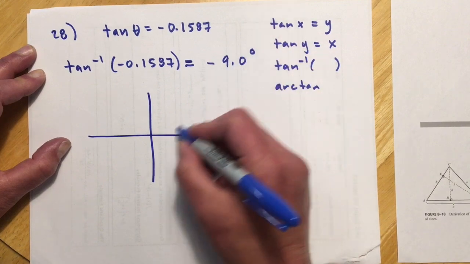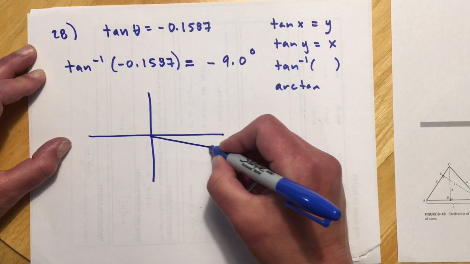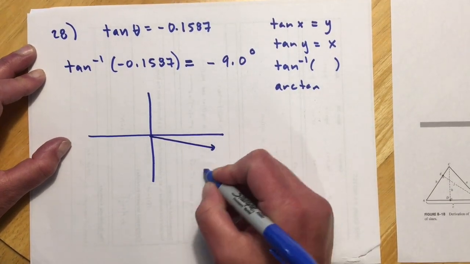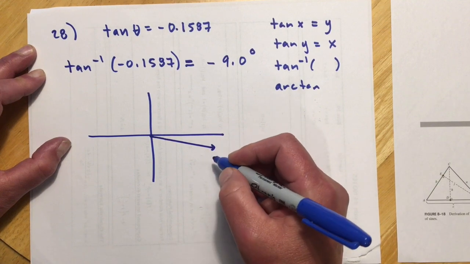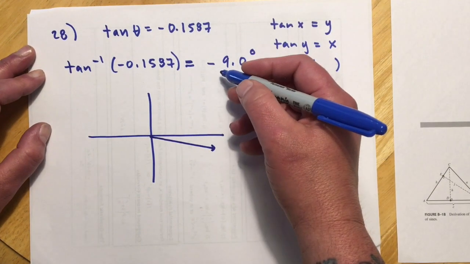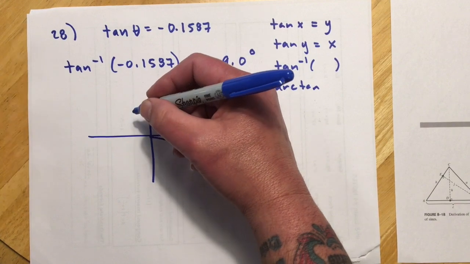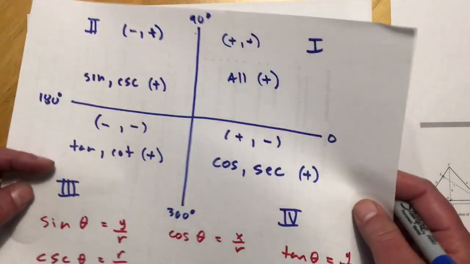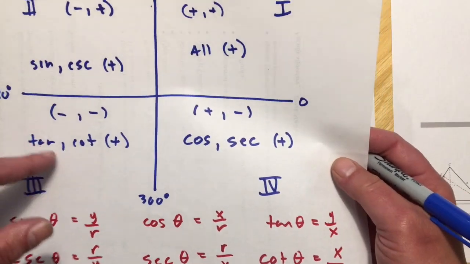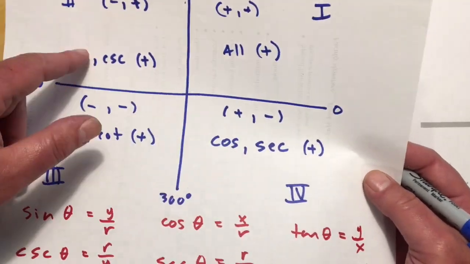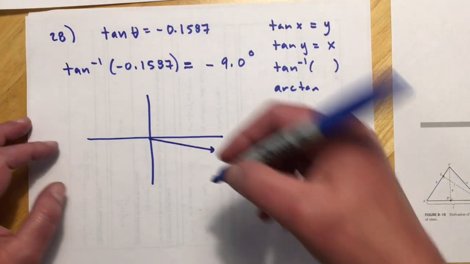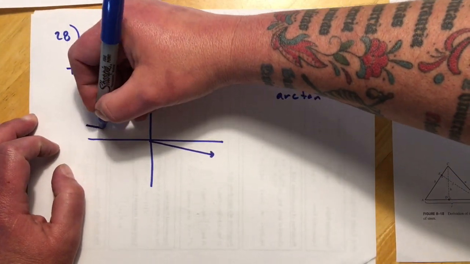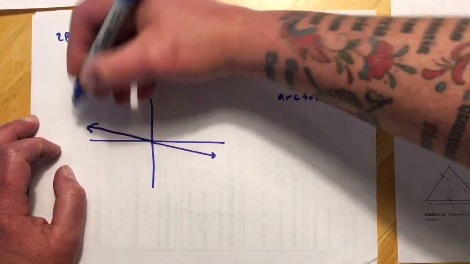So -9 degrees would be somewhere down there in the fourth quadrant. And then tangent is negative in the fourth and second quadrant. Just remember back here, tangent was positive in 1 and 3. So we have a negative value for tangent, so it has to be in 4 or 2. And so that means our second angle is going to be that one right there.